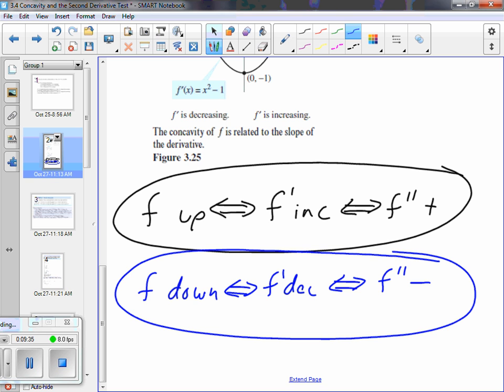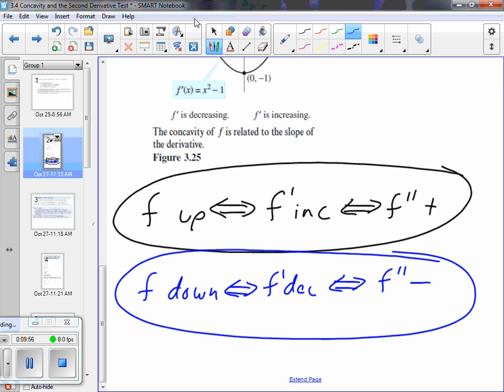So don't switch categories. Don't make a category error. Okay? Function, concavity, derivative, increasing or decreasing, second derivative, the sign. Those are the things that go together. You with me?